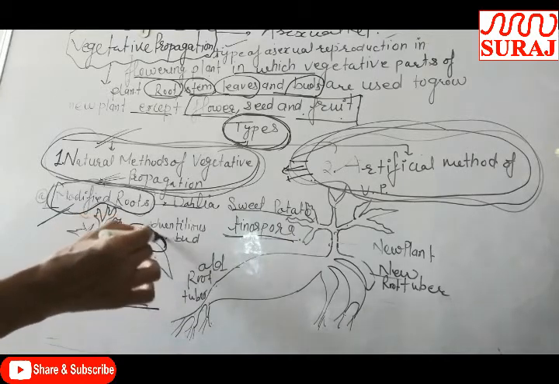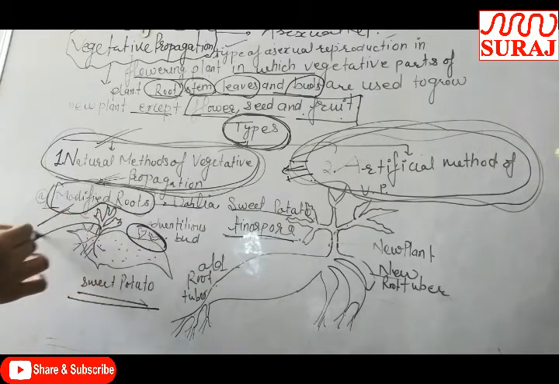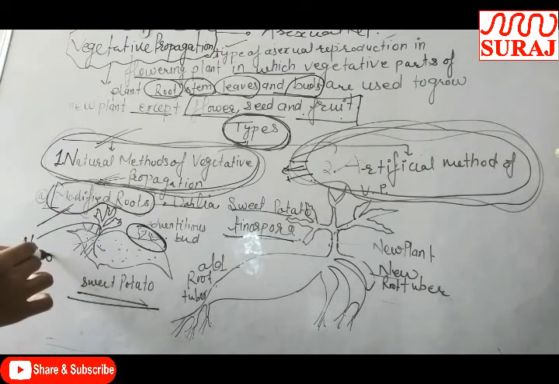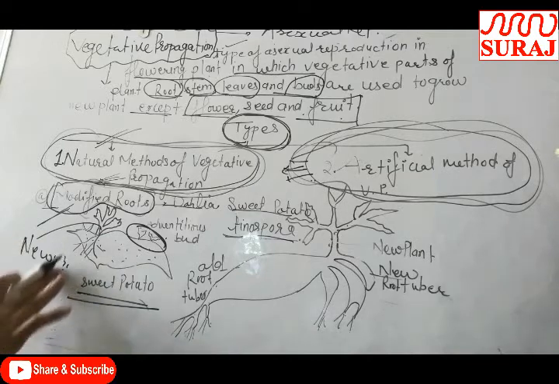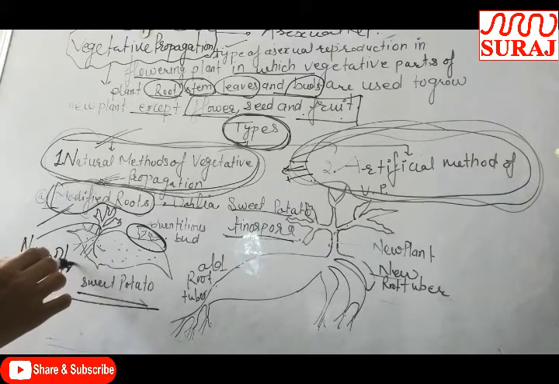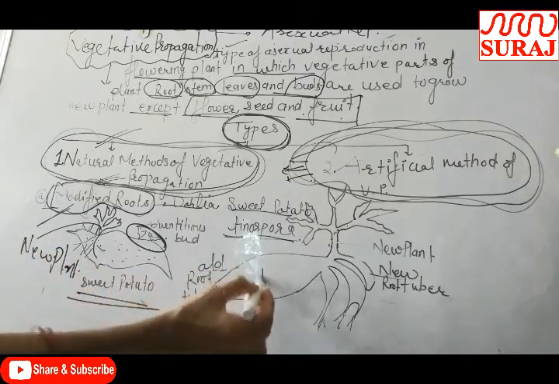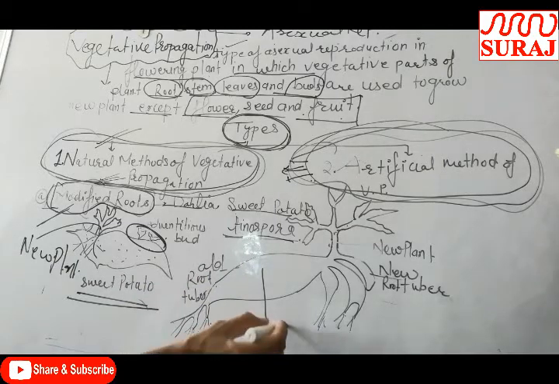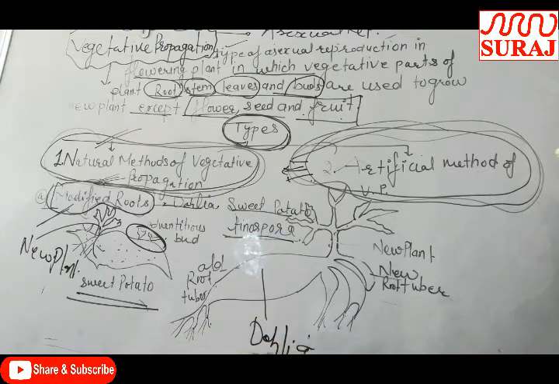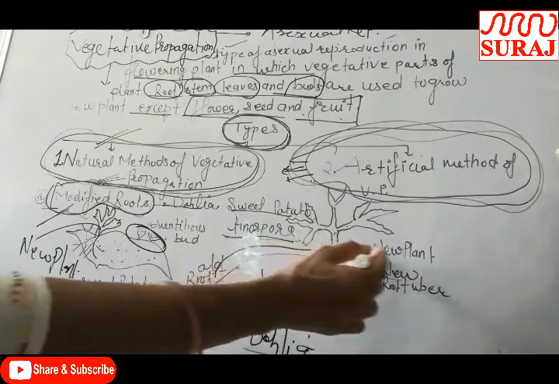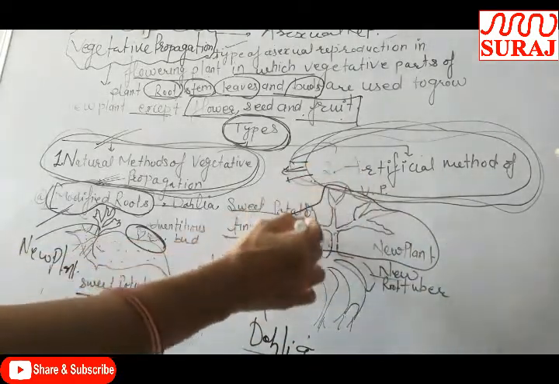These are the adventitious buds which grow into a new plant. This is the example of dahlia, in which the old tuberous root gives rise to a new plant.